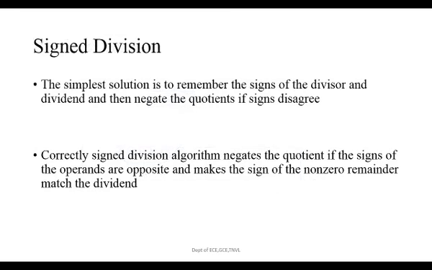Coming to the point of signed division, the simplest solution is to remember the signs of the divisor and dividend and then negate the quotient if the signs disagree. A correctly signed division algorithm negates the quotient if the signs of the operands are opposite and makes the sign of the non-zero remainder match the dividend. So if you go for this signed operation, the one thing you need to keep in mind is that we need to make the sign of the non-zero remainder match the dividend.